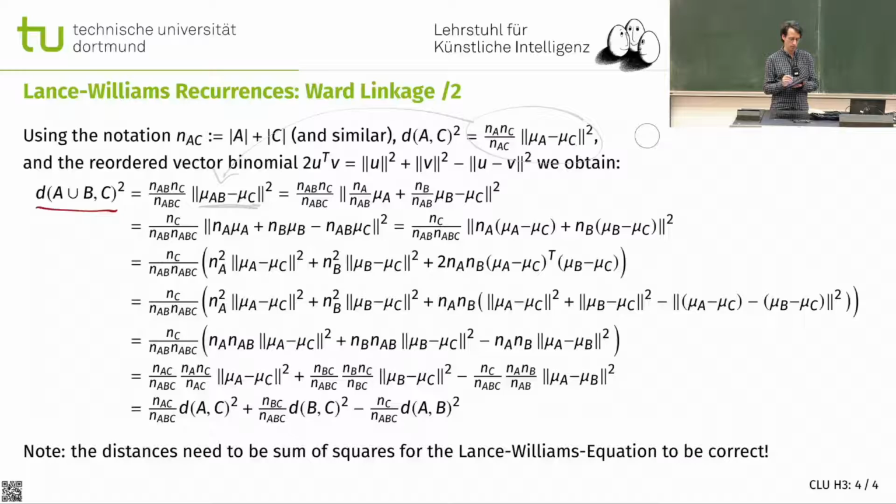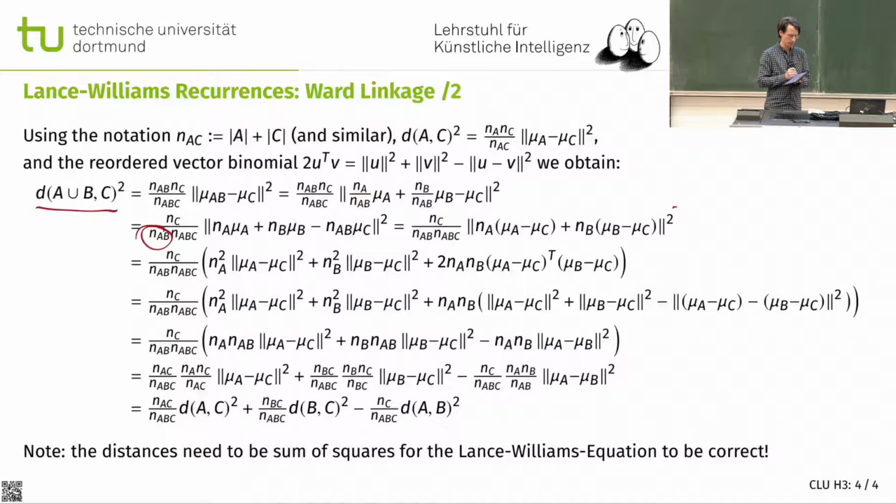Now, mu AB is the weighted mean. It's NA by NAB times the mu of A plus NB by NAB times mu of B. Same thing again, all the time. So I can expand this in here, so I don't have this common mean anymore. And now I can pull out this term, 1 by NAB to the square, and it will cancel out once, and it will appear down here once. That's because of the square.